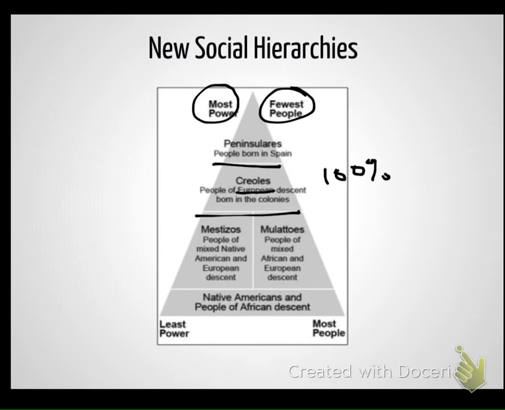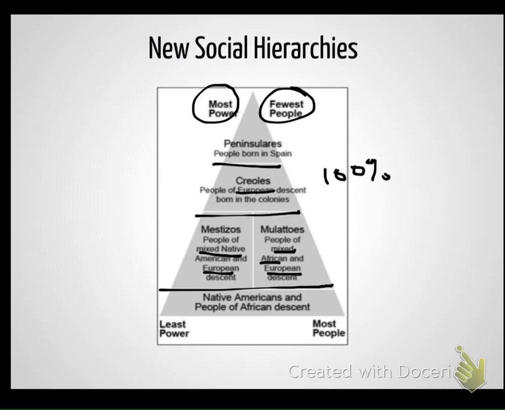But mestizos are going to be the mix of natives, or Native Americans, and people who are European. Mulatto is going to be a mix of African and European. We don't use that term anymore today. Then at the bottom rung here, with the most people and the least power, we see people who are natives in the Americas and also those of African descent that have been sent there against their will because of the slave trade.